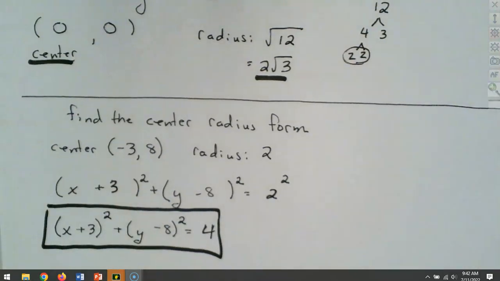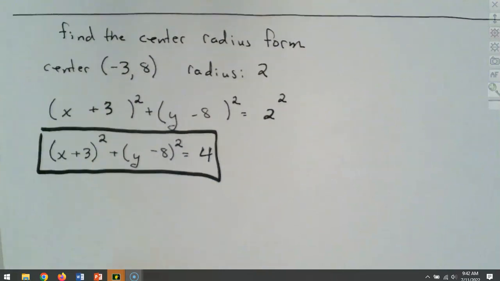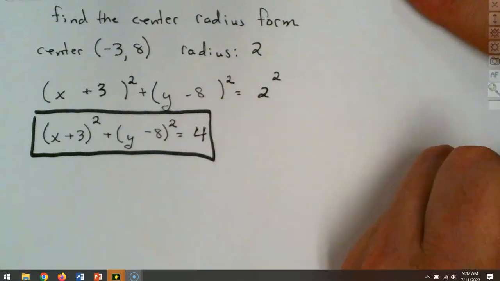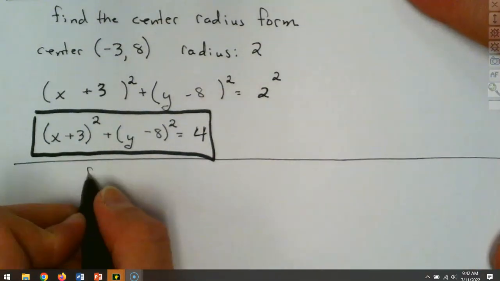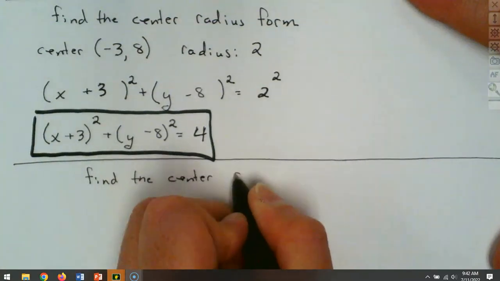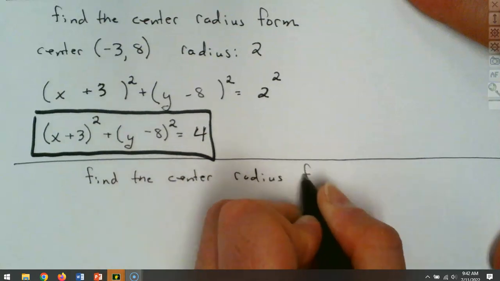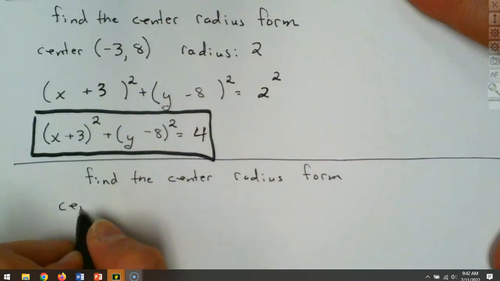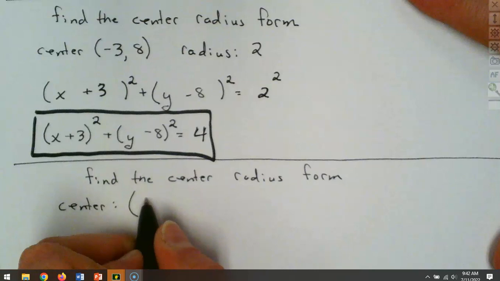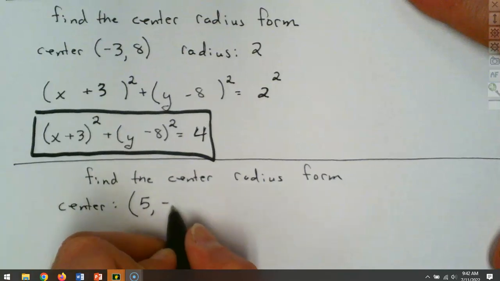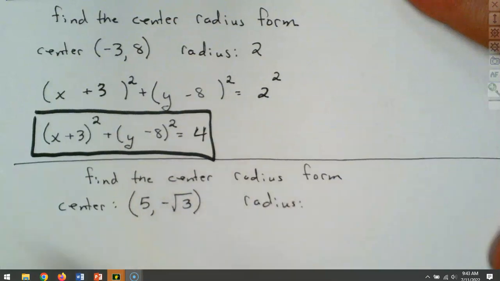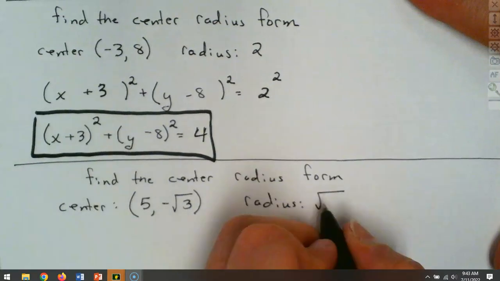We'll do one more, then we'll come back and finish up this section. So same directions. Let's find the center radius form. And let's say our center is at 5, minus square root of 3, and our radius is the square root of 7.